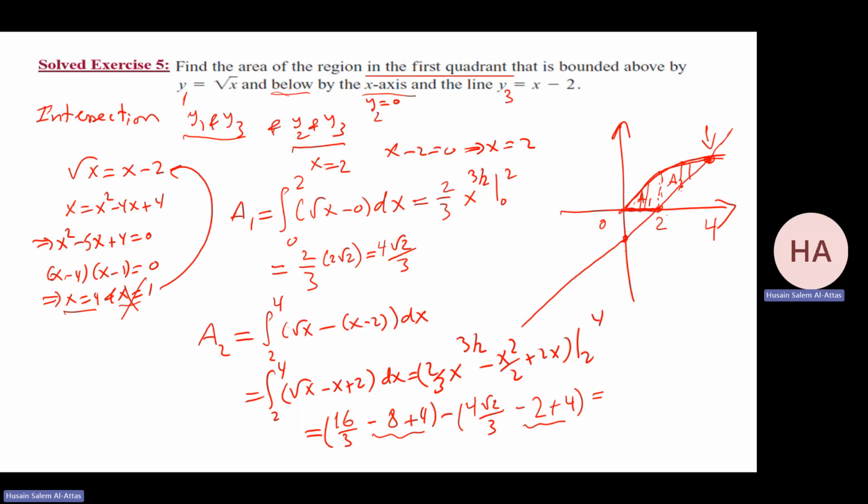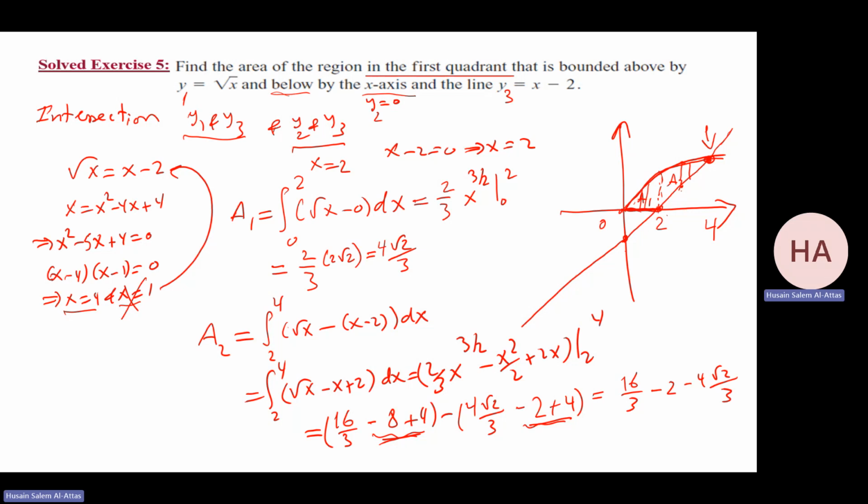So I have 16 over 3. Now what is this? This is 4. This is 2. So I have 16 over 3. The numbers is what? 4. And this is 2 with the minus, so it's minus 2 minus 4 square root 2 over 3.